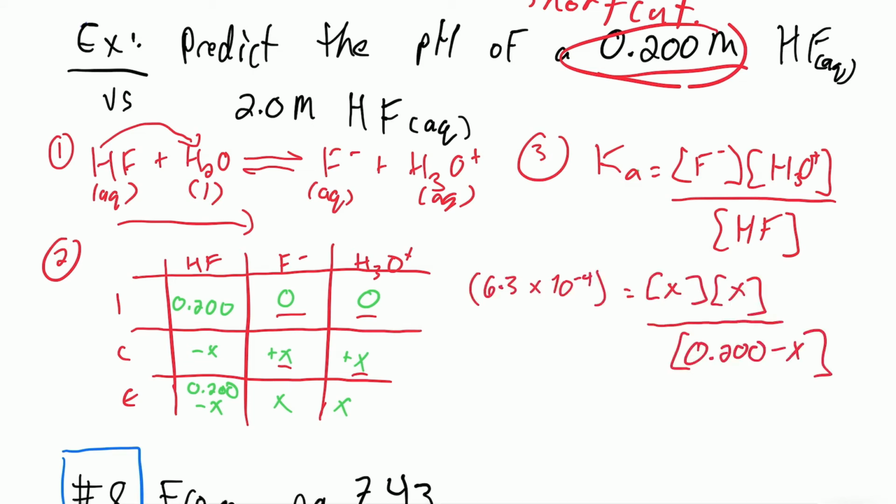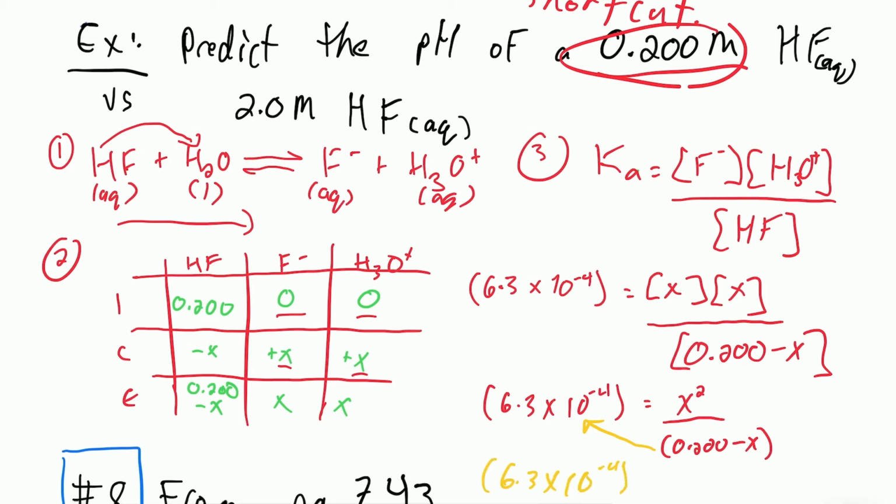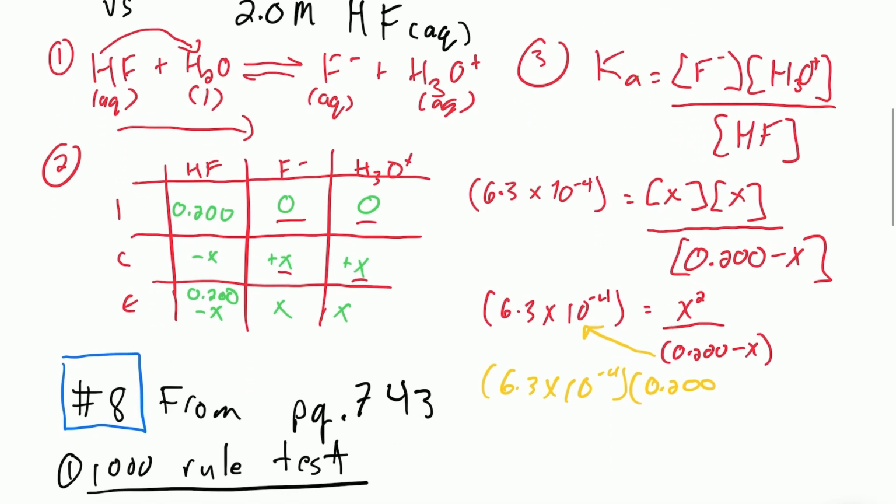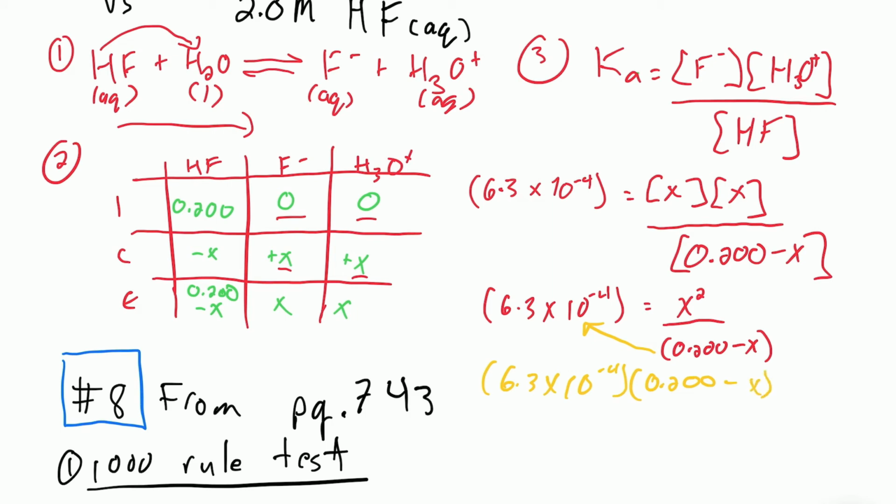And of course, once we simplify this, we get the following. And then, of course, bring all the terms on one side. We'd cross multiply this, and we would end up with 6.3 times 10 to the negative 4, and then that's 0.200 minus x. And that's equal to x squared.